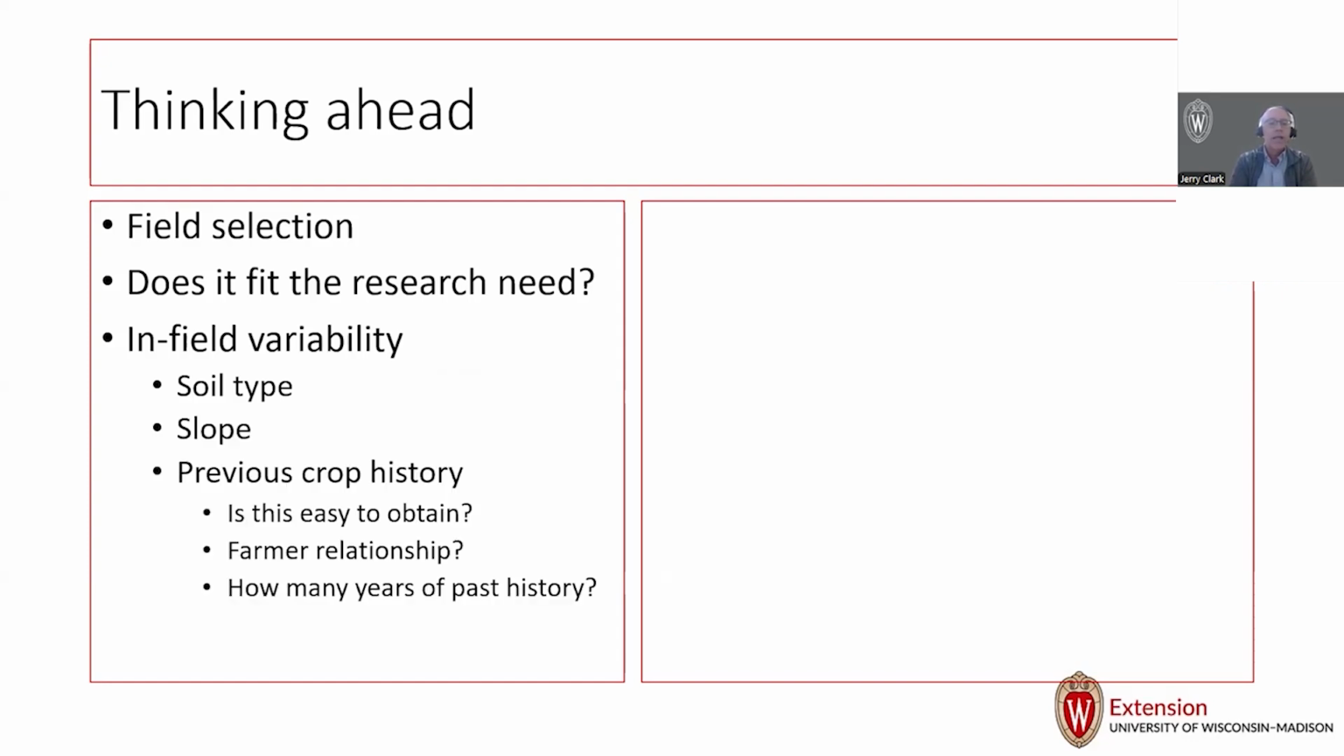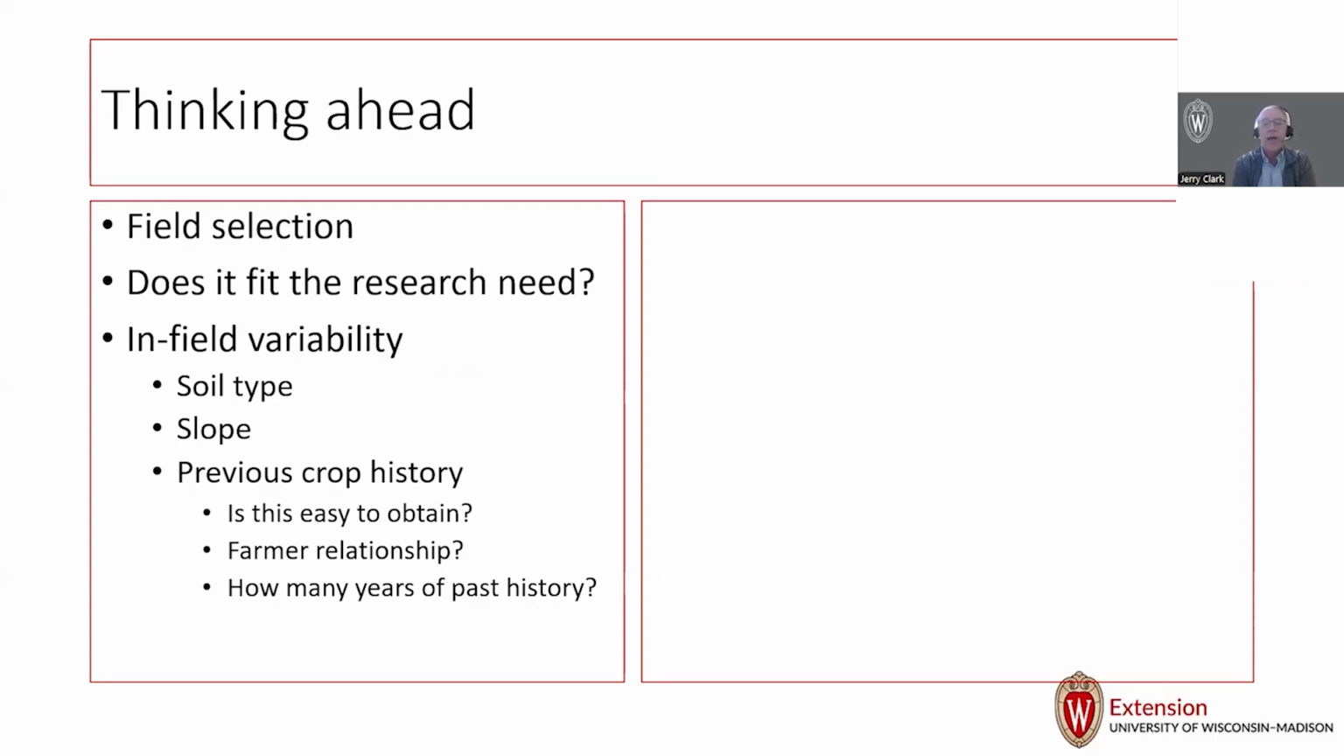So again, there's lots of different in-field variability with soil type and slope and those kinds of things we need to think about. And so the more uniform we have, we can start to maybe take some of that variability out of that research design. And then that previous crop history. Is this easy to obtain? Does the farmer keep good records? Do they know what happened on that field? It's good to go back 5 years. Is that where you want to look in terms of how many years we go back?